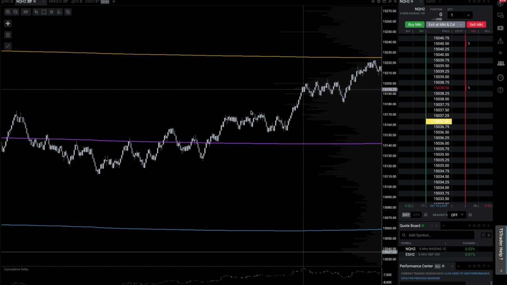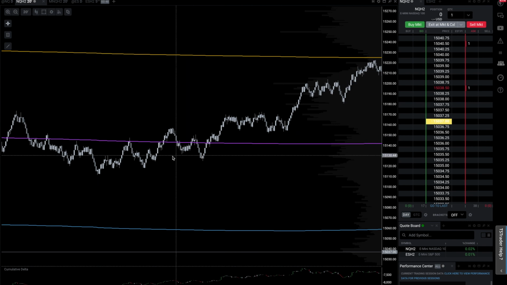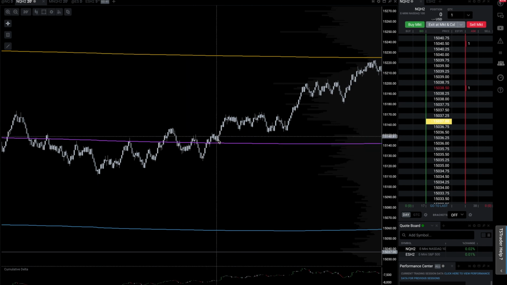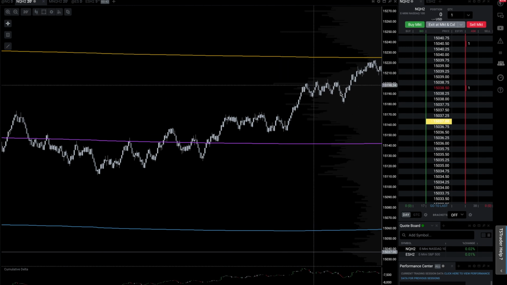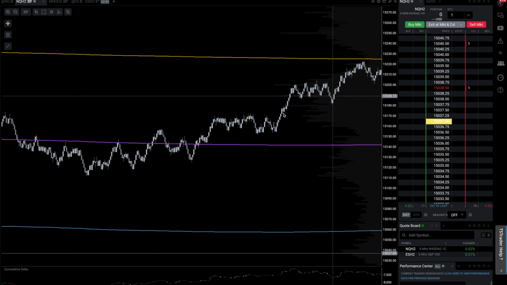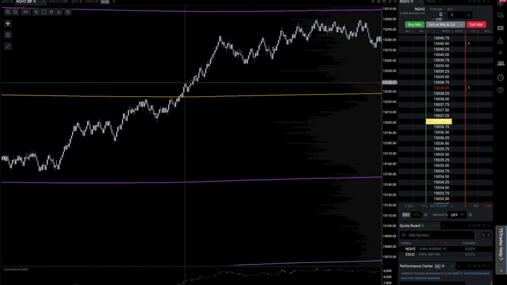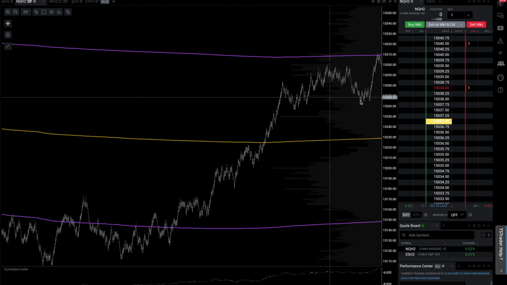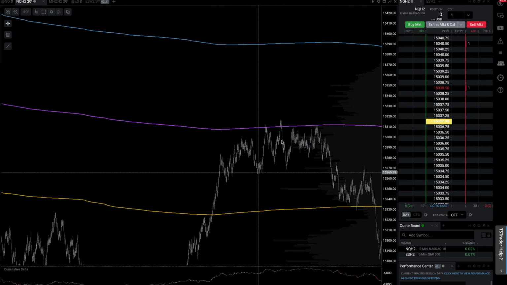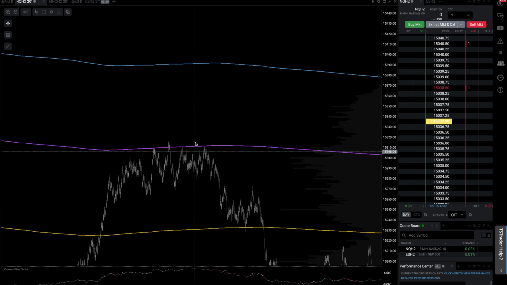And you can kind of see the pattern. It just goes up, consolidates, goes up, consolidates, goes up, consolidates, goes up, and it just kept doing that all the way until we got to this area here.